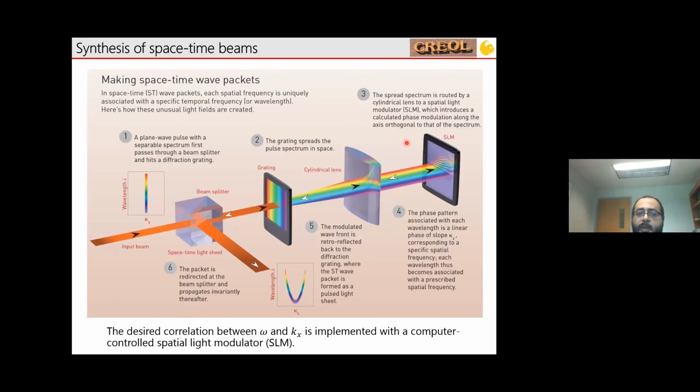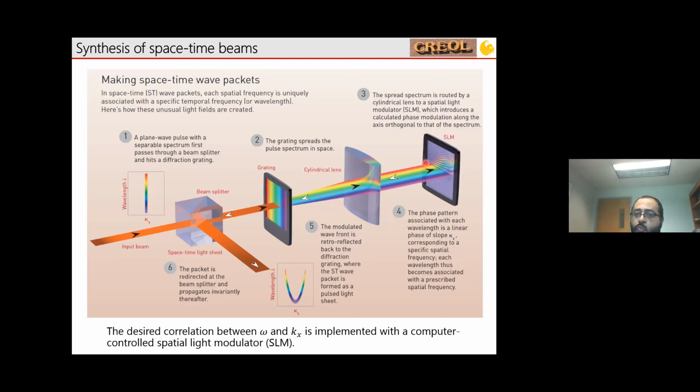We start off with a plane wave pulse. So we have a finite temporal spectrum but a single spatial frequency. We then spread the spectrum in space and collimate it via a diffraction grating and cylindrical lens. The collimated spectrum is then incident on a two-dimensional spatial light modulator. Each wavelength now occupies a column on the spatial light modulator.